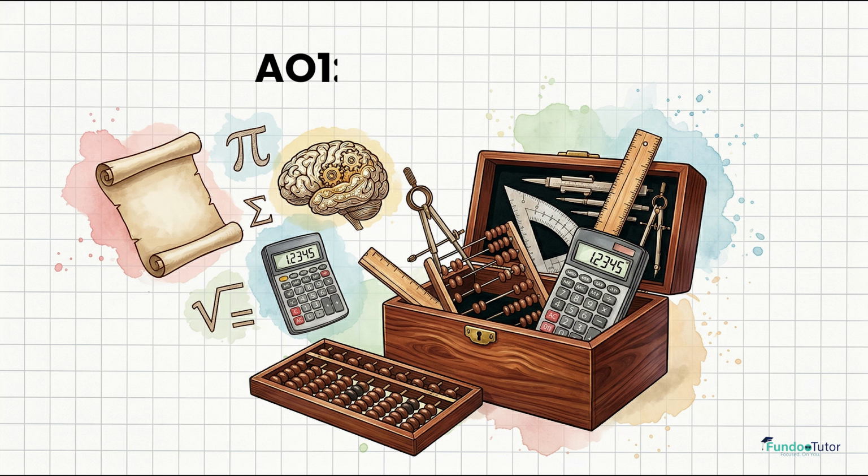First up, we've got AO1. I like to call this one knowing your math tools. This is all about your fundamental skills. Can you remember a formula off the top of your head? Can you solve an equation without making a mistake? Can you use all the right symbols and language? It's basically about having all the right tools in your mathematical toolbox and knowing exactly how to use each one.